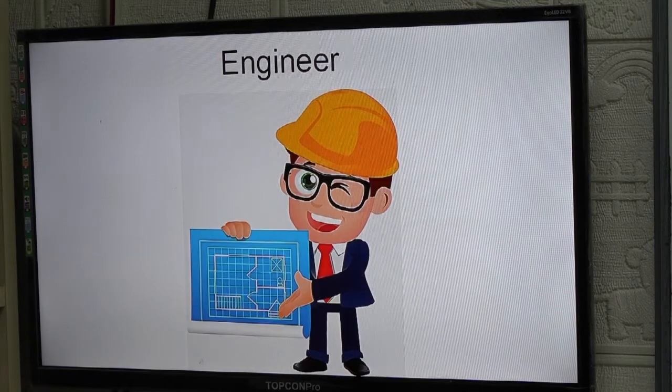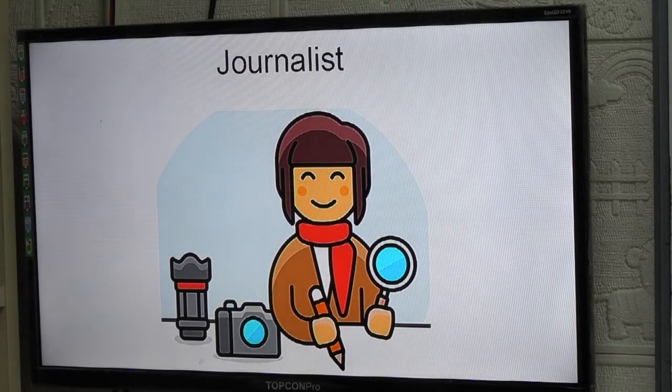Following one. Okay, this person can make different things to make our life easier. They usually make machines. Okay, that is an engineer. Engineer. Okay, good. Following one.